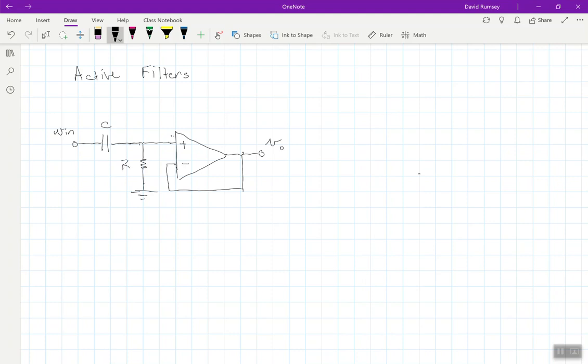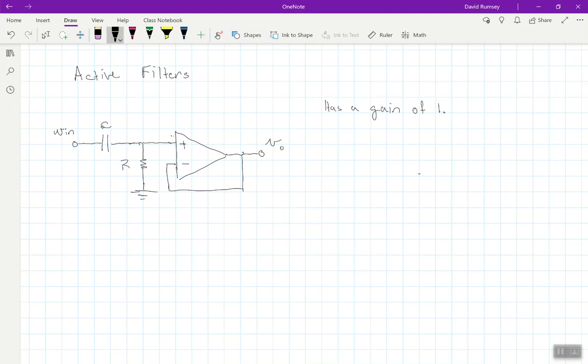We have an active filter here, and this active filter has a gain of 1. Now, active filters have some kind of op-amp in them, and an op-amp is considered an active device because it's made up of transistors. Now, you might say, okay, great, but why would I possibly want an active filter like this?